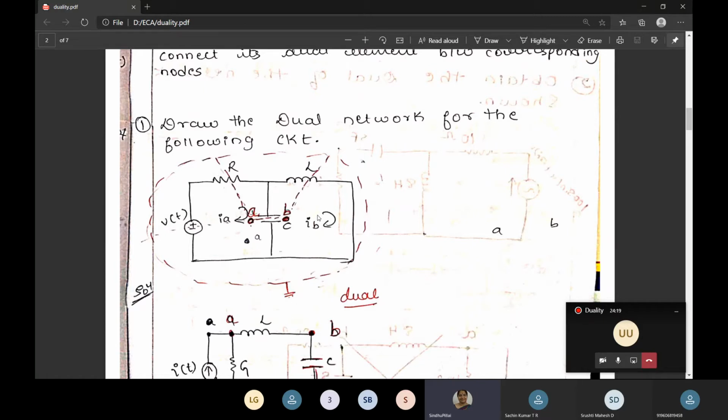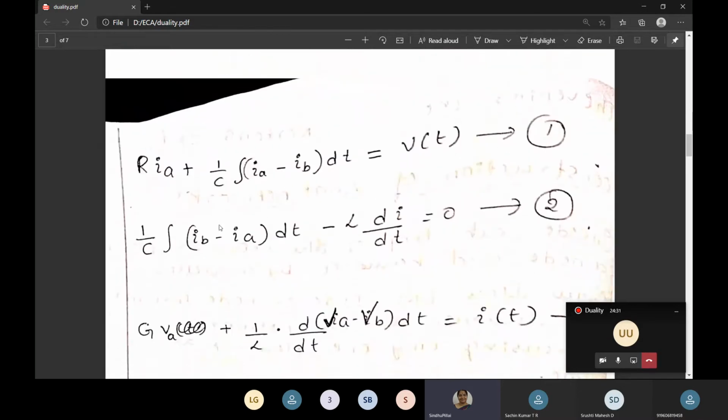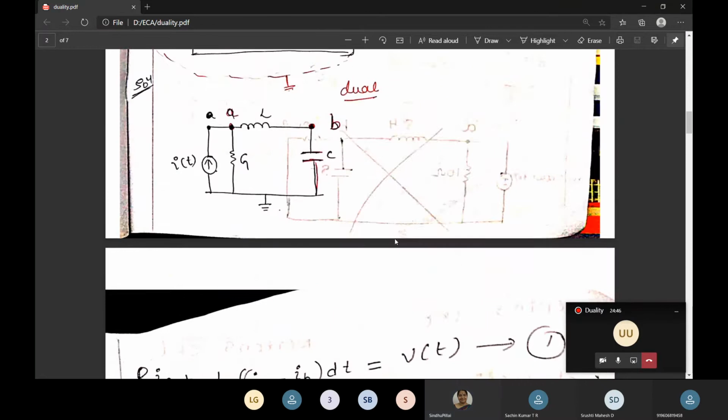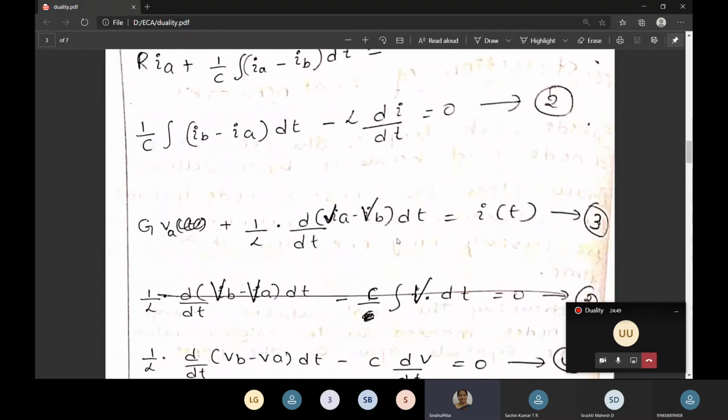That is one equation. Second is 1 by C integration of IB minus IA, plus L into DIB by DT is equal to 0. So first is R into IA. Whenever we have capacitance, we go with this integration concept. So 1 by C integration, and wherever you have inductance, we write L into DI by DT. Don't write this minus sign here, it is plus only. Plus L into DI by DT.